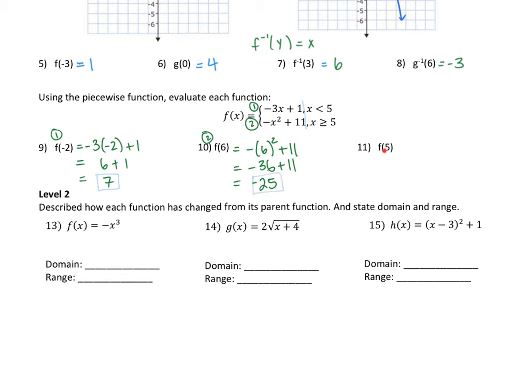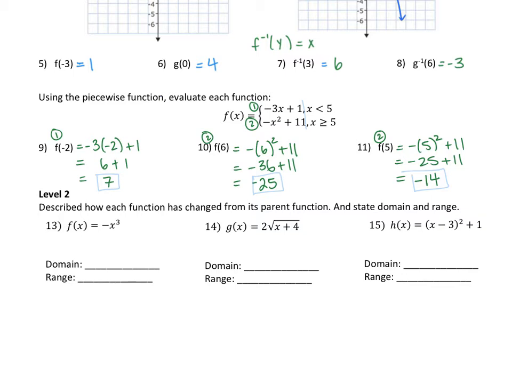And then this next one here, I have 5. Now, both of these have a 5 in it, but the one that says equal 5 is the second equation. So I have to plug this into the second equation. So plugging the 5 in for the x squared and working this out, you'll get -25 plus 11, which gives me -14 as my final answer.